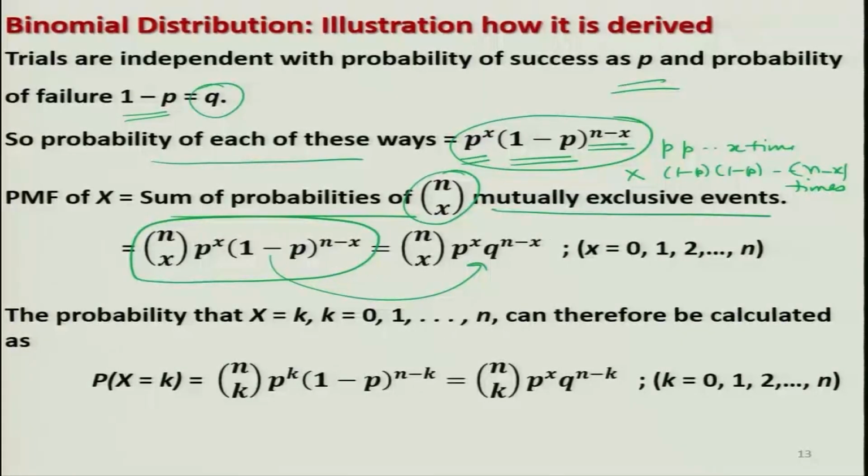So now I can say the probability that the random variable x takes the value k, where k is equal to 0, 1 up to n, can therefore be calculated as probability that x equal to k is equal to n choose k p raised to the power of k into 1 minus p raised to the power of n minus k, or that can also be written by replacing the 1 minus p by q.